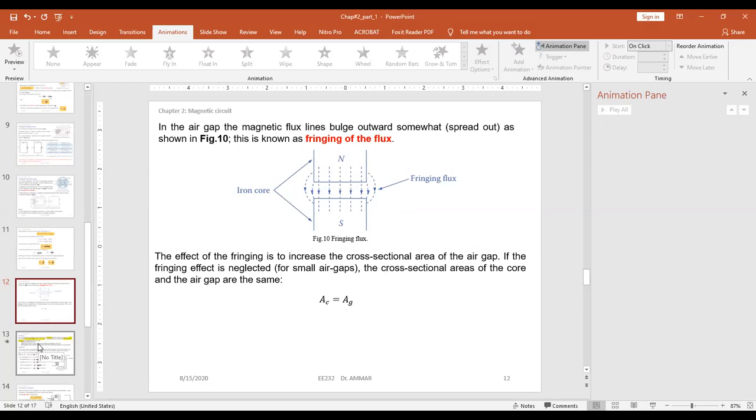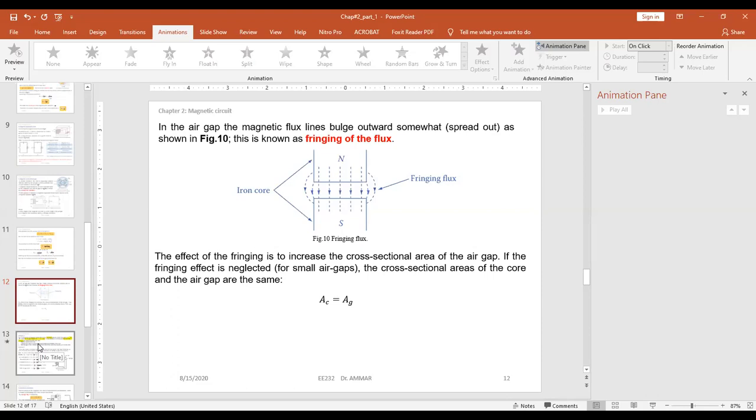Sir, does it mean that the flux in the air gap doesn't equal the flux in the material? The flux, yes, because the flux is related to the area. If we consider that the areas are not equal, the flux is not the same. But if we consider the areas are equal, the flux will be the same. Okay, and if it is a small gap, we will have the same flux. Yes, we consider that we don't have the fringe phenomenon.